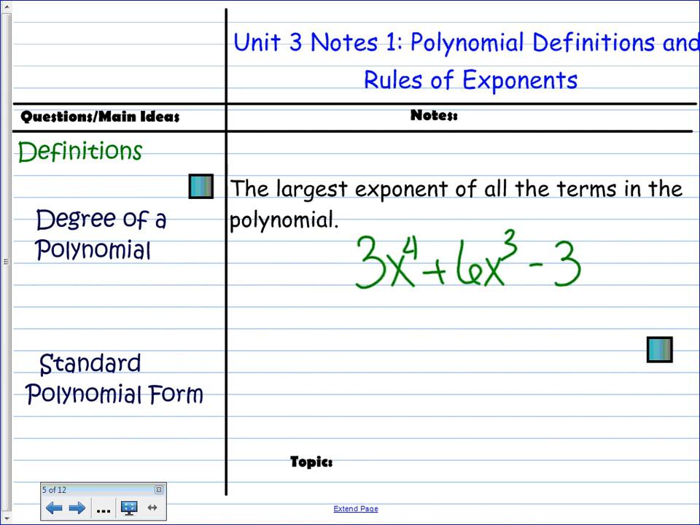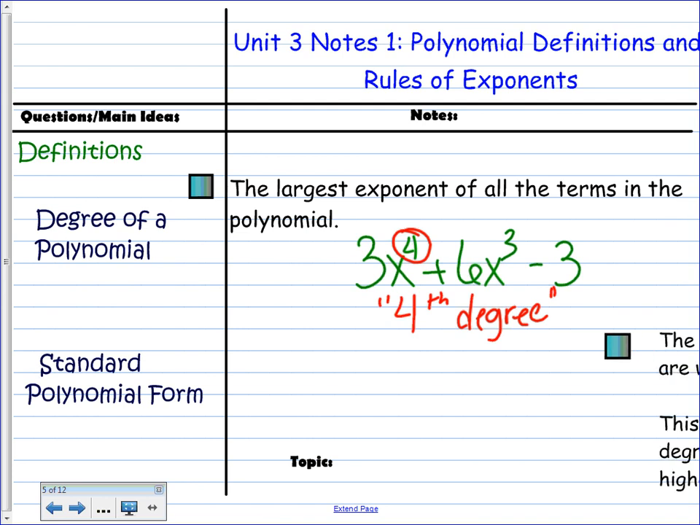Now I want to look for the highest exponent. And the highest exponent is 4. So we would say that this is a fourth degree polynomial. And I say fourth degree because the highest exponent in that polynomial is 4. So what I want you guys to do right now in your own examples is to write a polynomial and then indicate what the highest degree is.